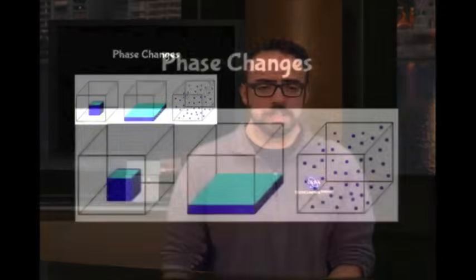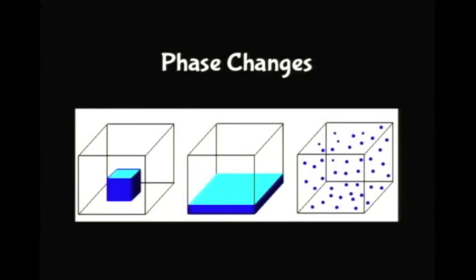The last thing that we're going to do is take a look at some extreme conditions and see how states of matter behave. So as we're doing this, I want you to think about this phase change diagram where we saw solids melting into liquids, liquids evaporating into gases, gases condensing into liquids, and liquids freezing into solids, as well as solids subliming into gases and gases depositing into solids.